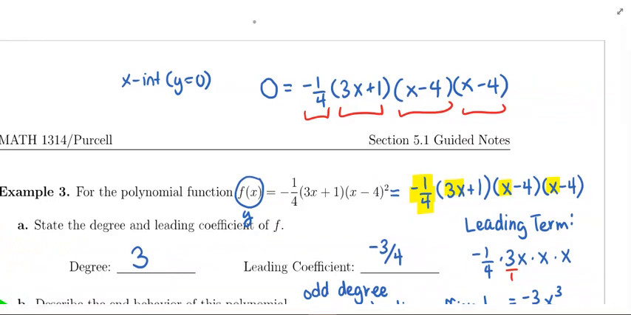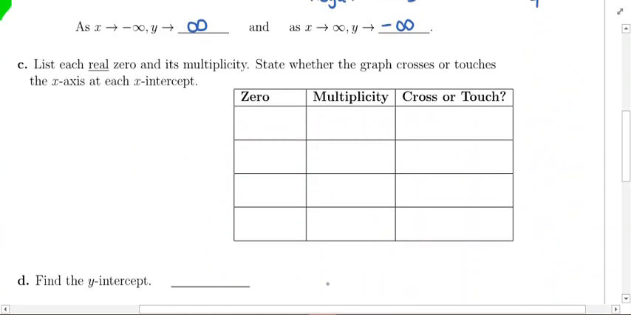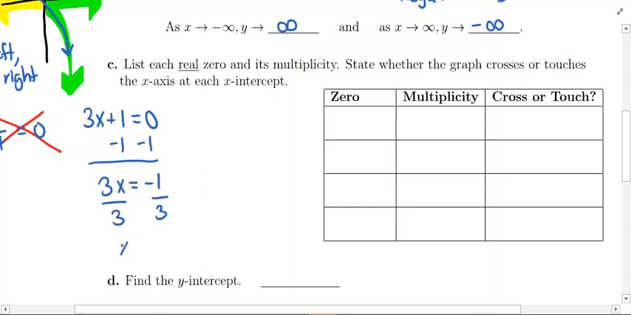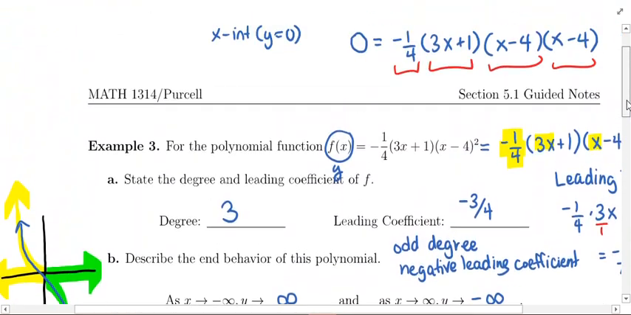All right, so we're going to move on to the next factor, 3x plus 1. I'm going to set that equal to 0, and I'm going to solve. So 3x plus 1 is equal to 0, and I'm just going to subtract 1 from both sides. That's going to give me 3x is equal to negative 1. Divide both sides by 3. We're going to get an x-intercept of negative 1/3. This is our first 0. All right, so let's keep going, and then I'll come back and talk about multiplicity.